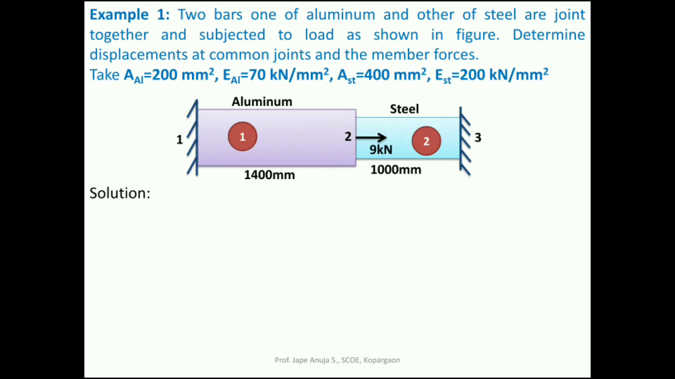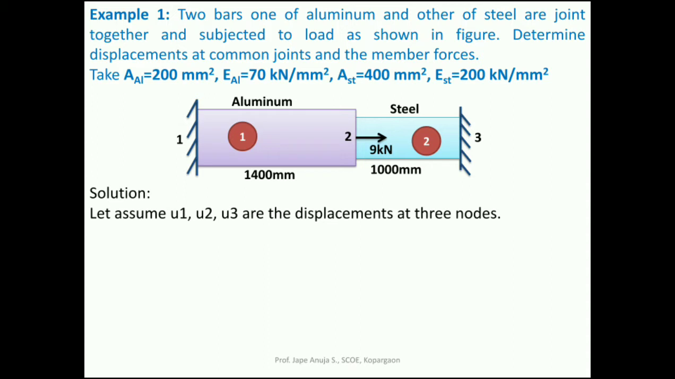So here in this figure, as you can see, bar number 1 is of aluminium and the second is of steel. Support conditions are given here. First, give the nodal points, nodes 1, 2, 3. At nodes 1 and 3, rigid fixed supports are given, and at the common joint, that is node number 2, a force of 9 kN is acting in the right direction. Now we have to determine the displacement at the common joint, that is U2, and calculate the member forces for both the aluminium and the steel.